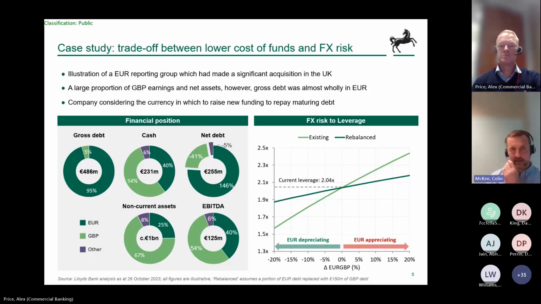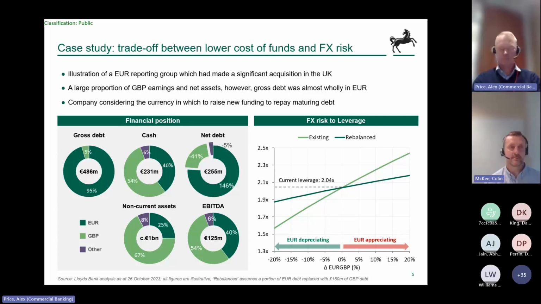It was roughly 150 sterling equivalent, and the question was, should that debt be in euros or should it be in sterling? This is a relatively simple analysis on the right-hand side, where you can see FX risk to leverage. They had a covenant at the time, which was net debt to EBITDA. The light green line shows the existing currency mix of net debt, and what happens if we stress the euro-sterling FX rate. Moving to the right, we can see euro appreciating against sterling.